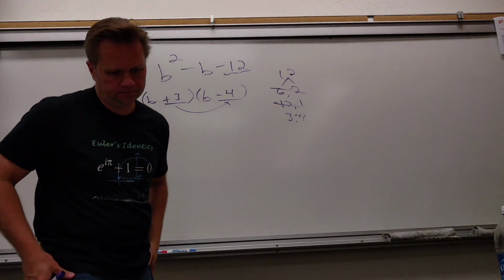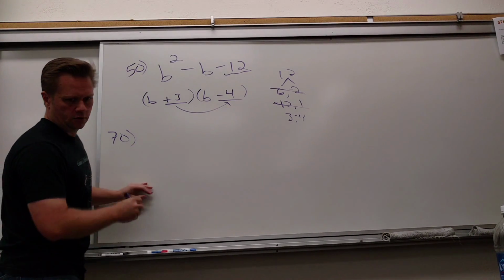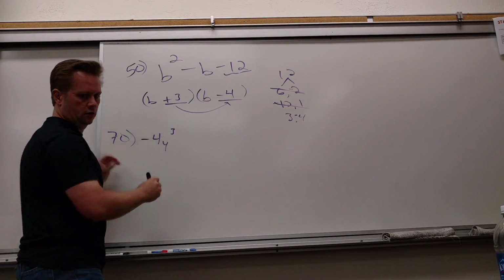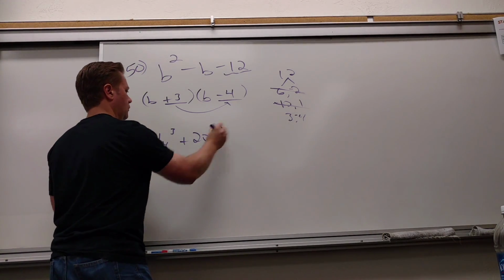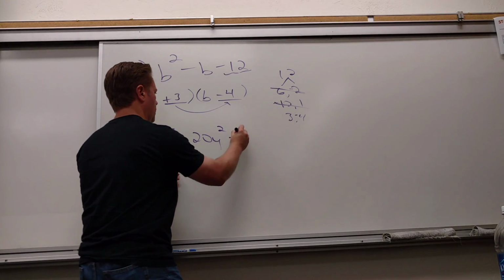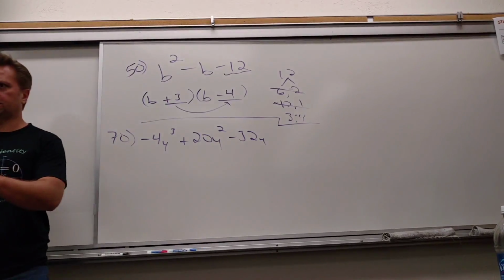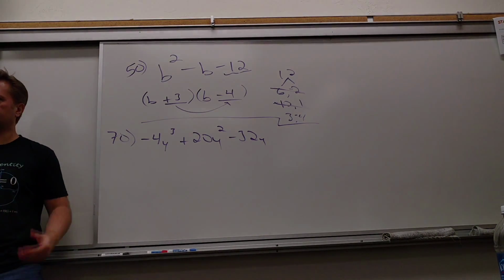What was the other question? 70? 70. It just has multiple X. So this is awesome. This is the taking out the GCF first. I'm going to answer that question in a weird way. It's always taking out the GCF first. It's just that there is no GCF. So you always... This is another reason why you always try GCF first.